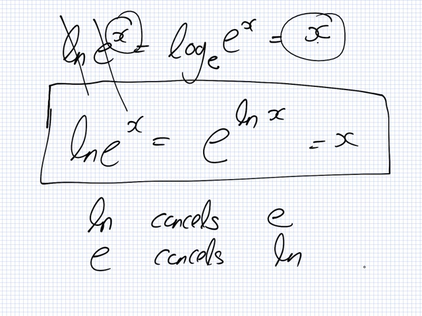Does anybody know what the word is to describe something which cancels some other function? We say that the log is the inverse of e and that e is the inverse of log. Inverse. This is a word we'll use again later, don't worry. We don't need it right now. If I can go back then.